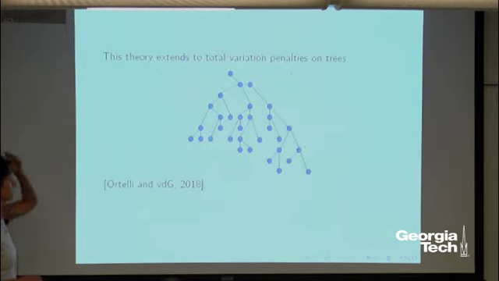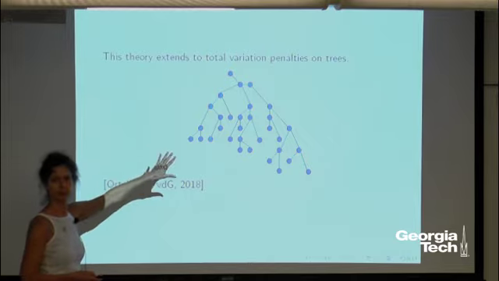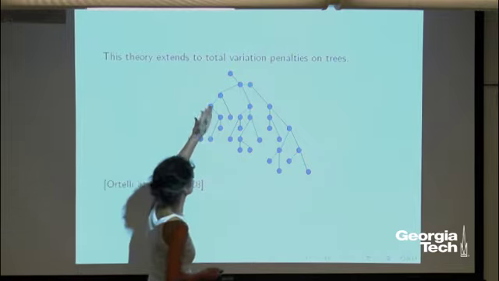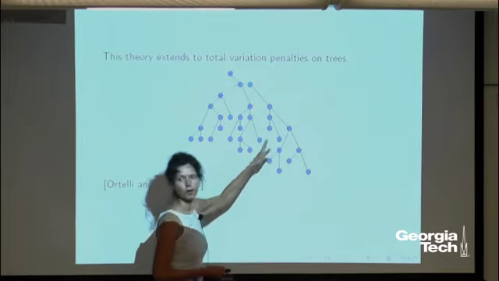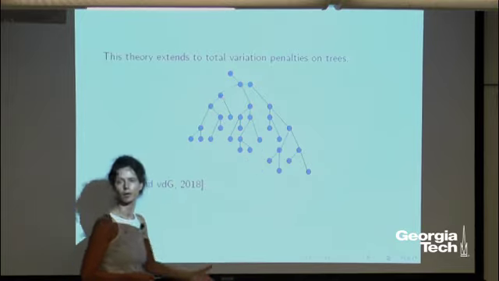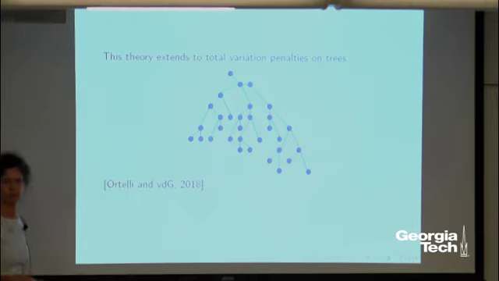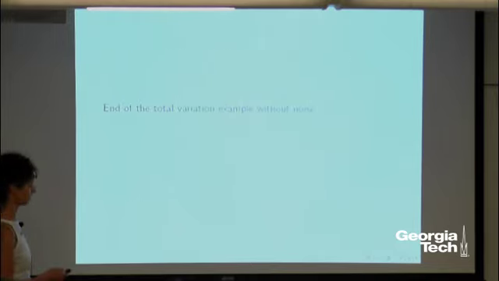And you can extend this to trees. If you have a total variation penalty on trees, you just, for instance, cut up the trees into path graphs, and you do it for each path, and you get a similar result. Okay, so you can do that for more general graphs.